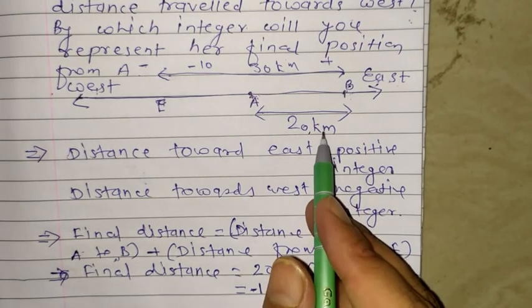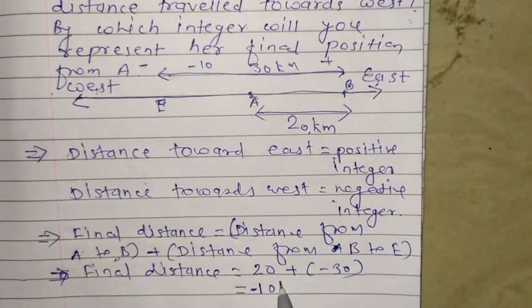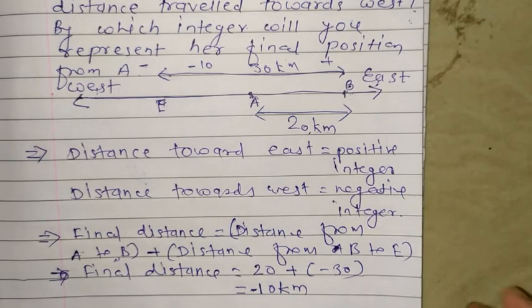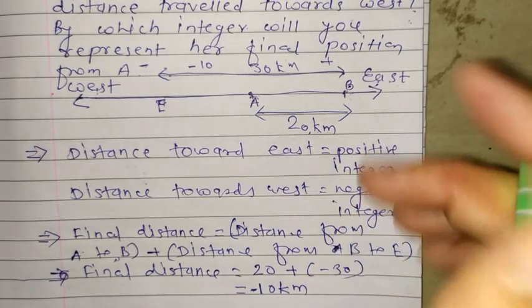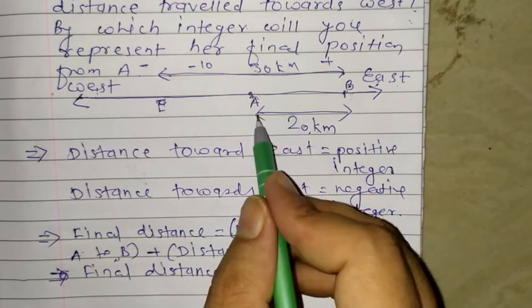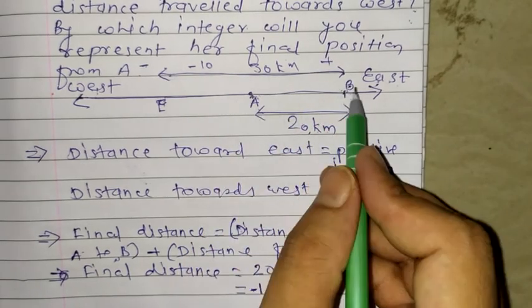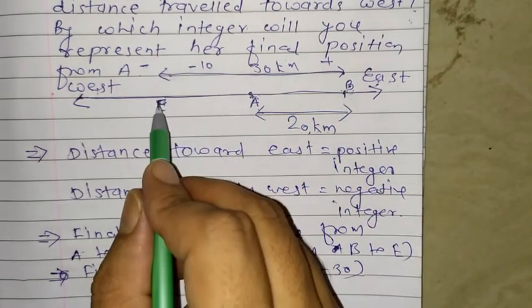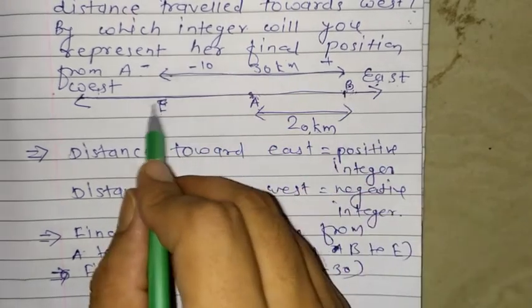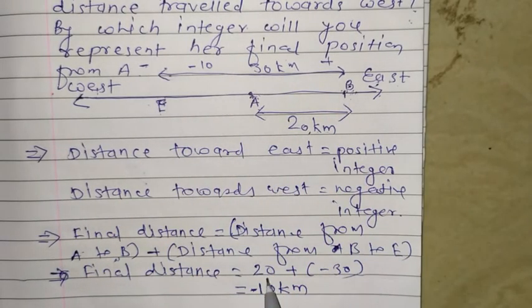And which unit are we using? Kilometer. So it is in kilometers. So this answer is quite simple. You have to just calculate the distance from the initial point A to B, and later on they moved from B to the final point. Here we have given E. So B to E. So simply you do addition, 20 plus minus 30, minus 10 kilometers.